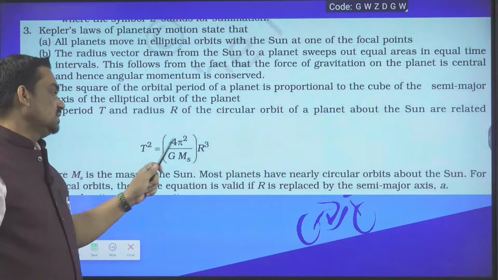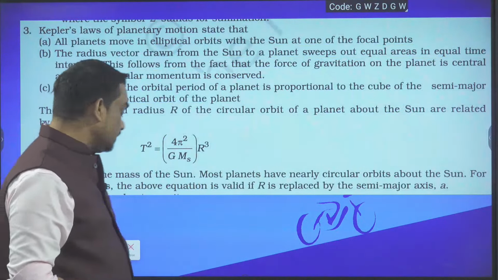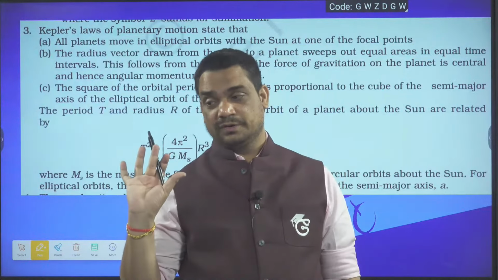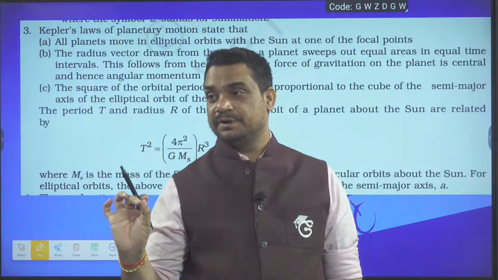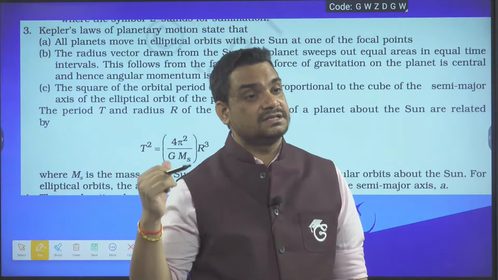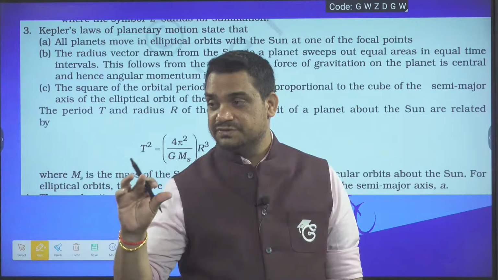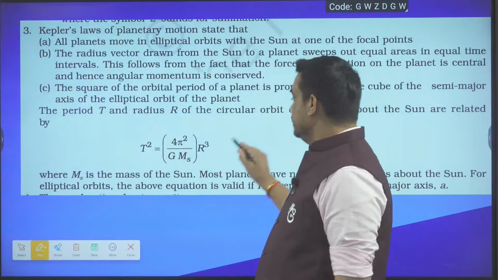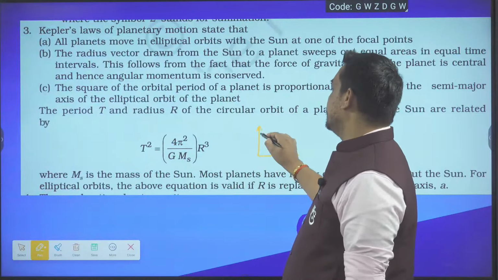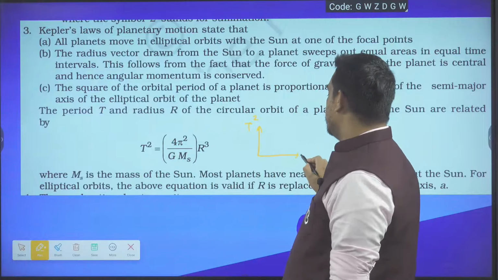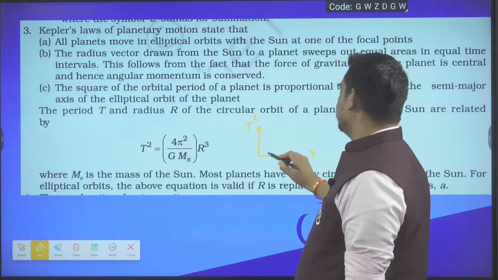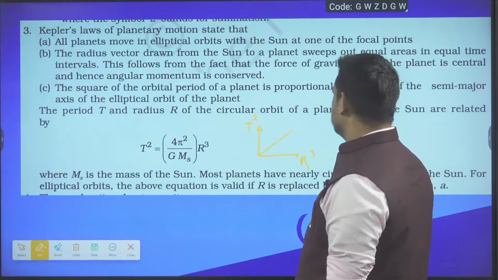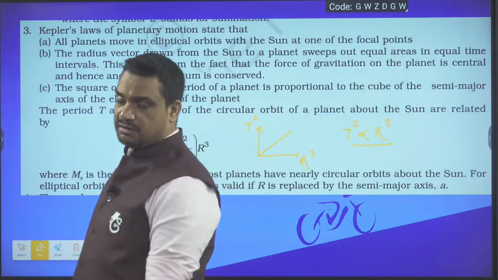Here a graph also comes, that they will ask. First, I already said that this constant K is the same for all the planets. It does not depend on the mass of the planet. Some people think this is the mass of the planet, but it is the mass of the central body, the mass of the Sun. They will ask what the graph between T square and R cube is. The T square and R cube graph is a straight line, because we know T square is proportional to R cube.